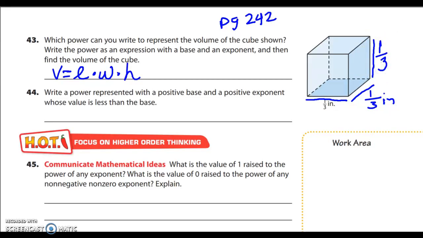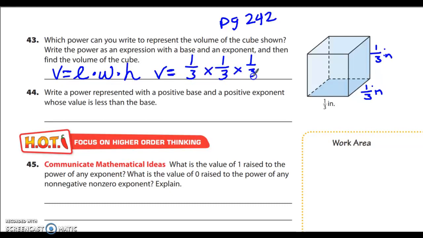So I'm going to go ahead and rewrite that, make it just a tiny bit neater. So this is 1/3, this is 1/3, and this is 1/3. And they're all 1/3 of an inch. So if I go and actually replace the length, the width, and the height with 1/3, it's going to look like this. The volume would be 1/3 times 1/3 times 1/3.